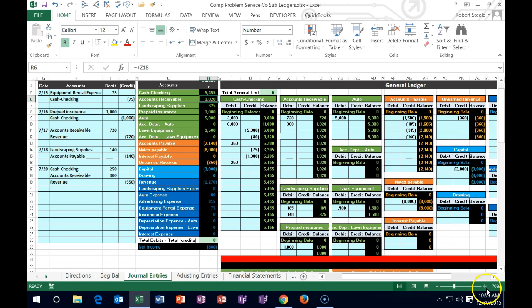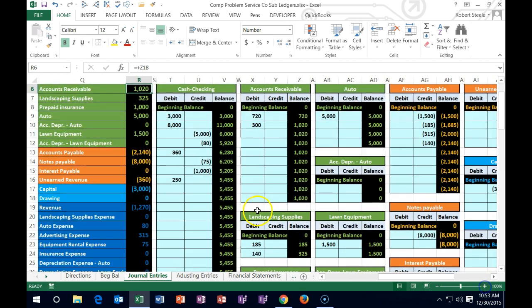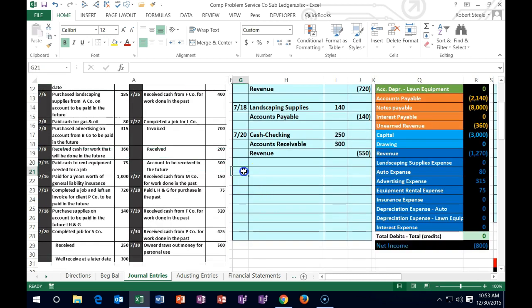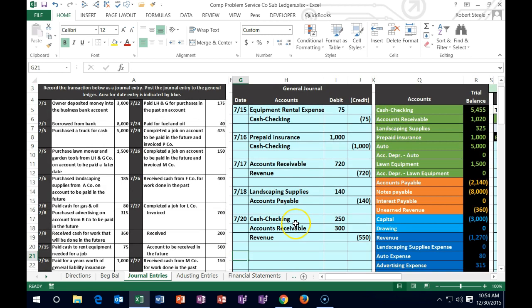Now let's make this large again, back up to 100%, back over to our worksheet, and back up to the top of the sheet. So now we're on 722, which says paid L, H, and G for the purchase made in the past on account. So now we're going to pay off the L, H, and G, one of our vendors.